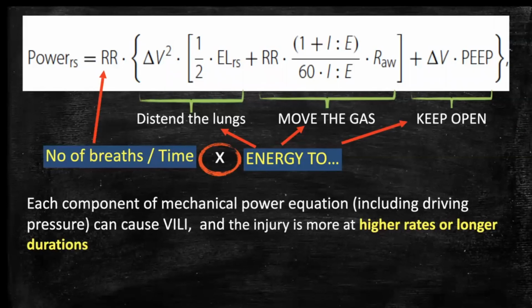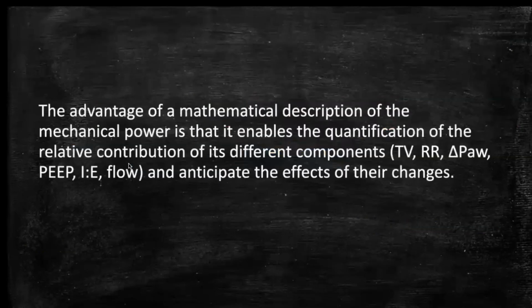Each component of the mechanical power equation can cause ventilator-induced lung injury, and the impact of injury is more at higher rates and longer duration. The advantage is obvious. This equation provides a description. It basically enables us to quantify the relative contribution of different components.